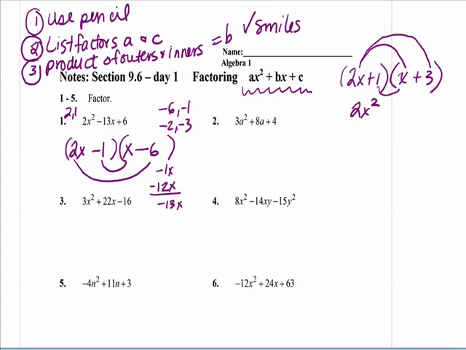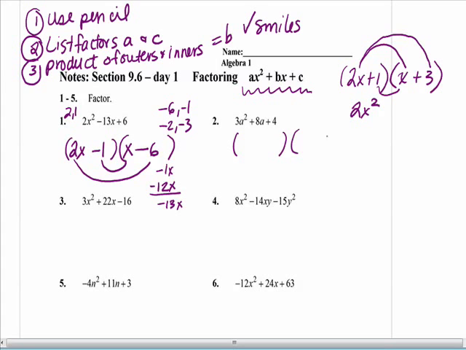Yes, Eli. Is it possible that 2x and x can be negatives? Well, it's easier to just not have the first term negative. So I'll show you what to do when we get down to number 5. There's a couple different ways you can do that. Okay?